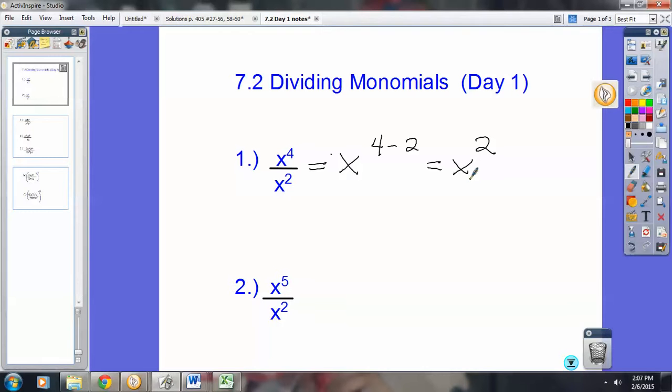Now, do we really need to show that first step where I did 4 minus 2? No. I hope you can do that in your head. If you need to see it, do it, but you should be able to subtract those in your head. Example 2, x to the 5th divided by x squared is really x to the 3rd. 5 minus 2 is x to the 3rd. We always take the top exponent minus the bottom exponent.